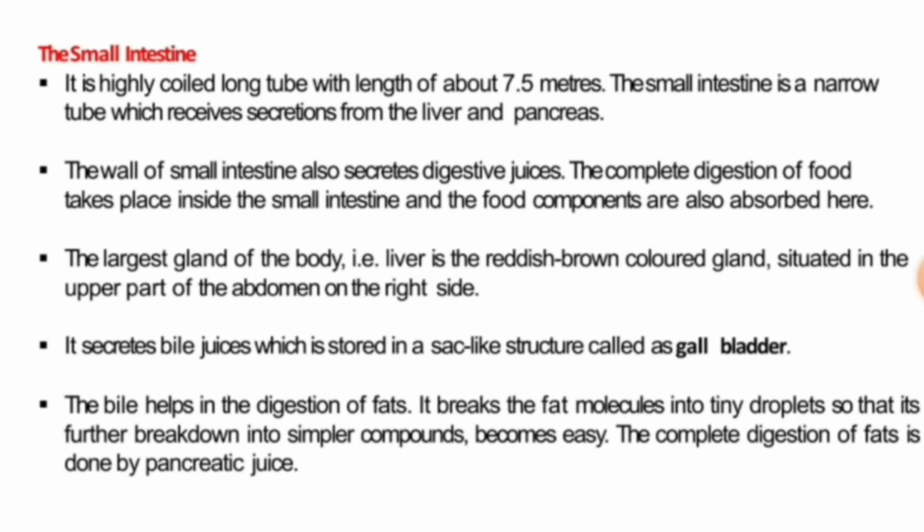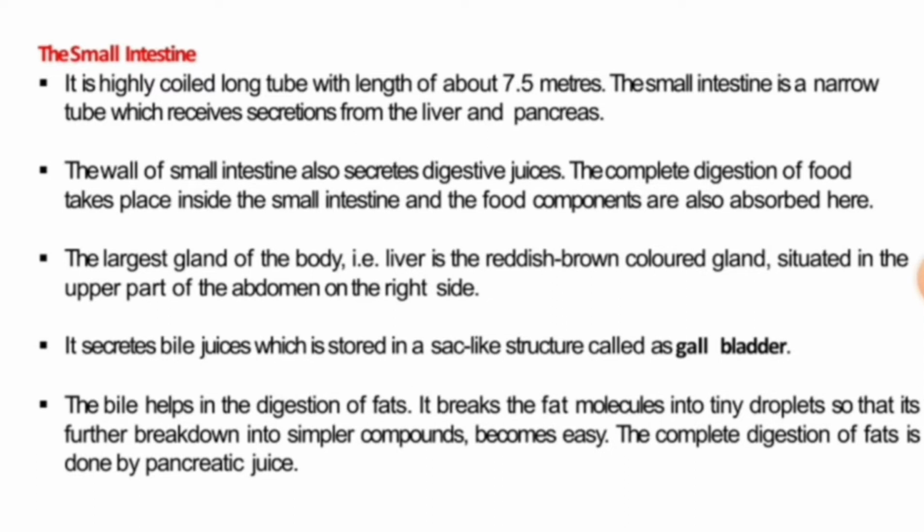The small intestine. It is a highly coiled long tube with a length of about 7.5 meters. The small intestine is a narrow tube which receives secretions from the liver and pancreas. The wall of the small intestine also secretes digestive juices. The complete digestion of food takes place inside the small intestine and the food components are absorbed here.